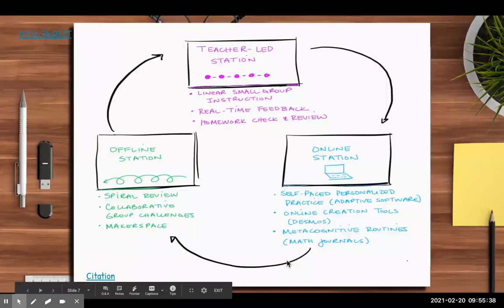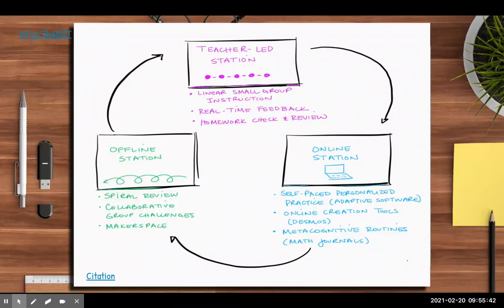So here's kind of what this station looks like. And this is a quick little drawing I came up with one day to explain to another fellow teacher I work with what I was doing. Now I have five stations, but what I'm focusing in on are teacher-led stations. So I am a station.